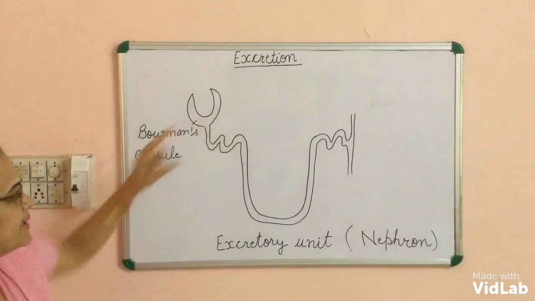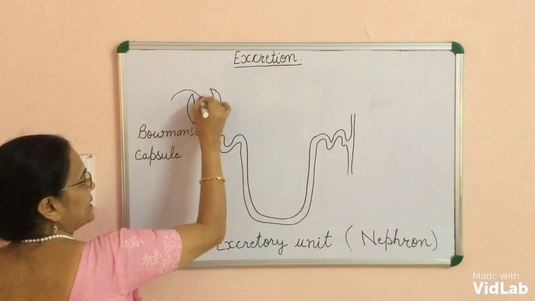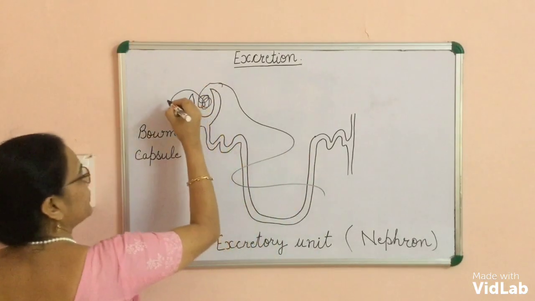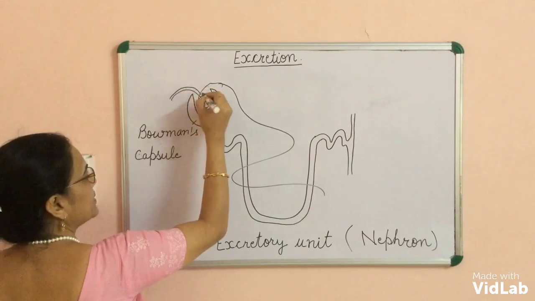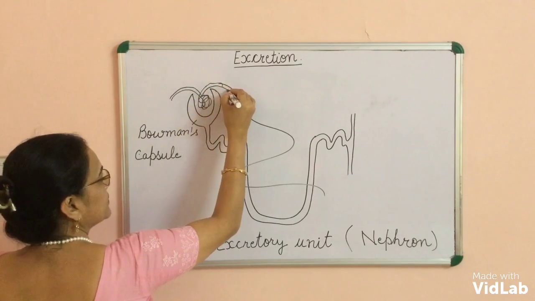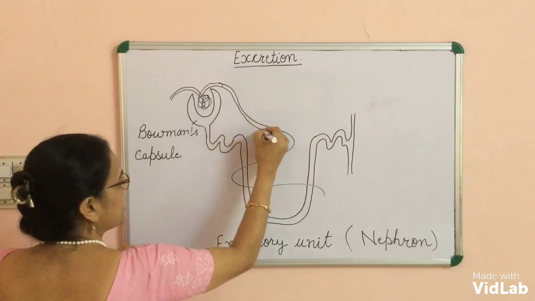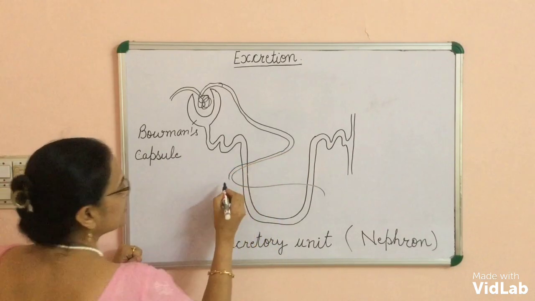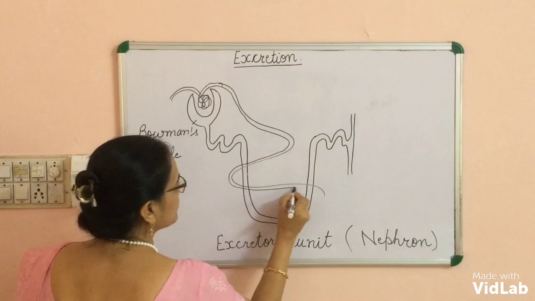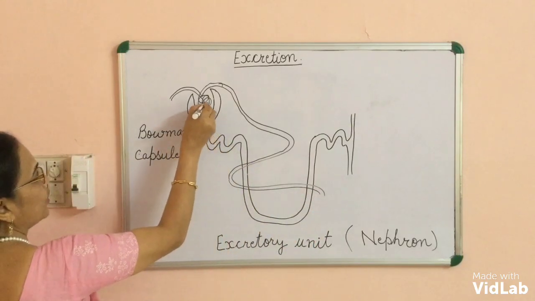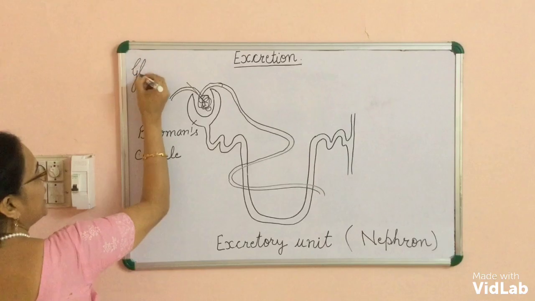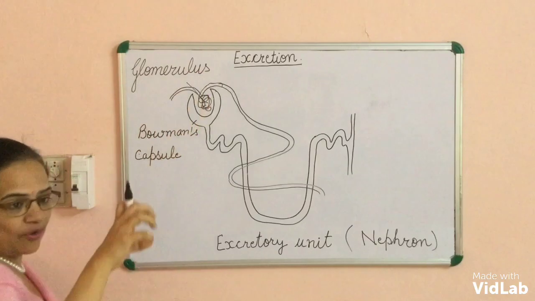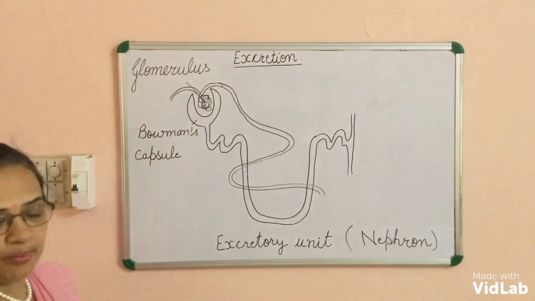In this, a cluster of capillaries is present that is known as glomerulus. Draw this type of simple structure. This is known as glomerulus. G-L-O-M-E-R-U-L-U-S, glomerulus. This cluster of capillaries is known as glomerulus.